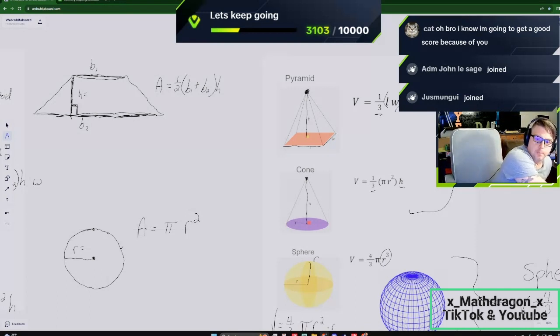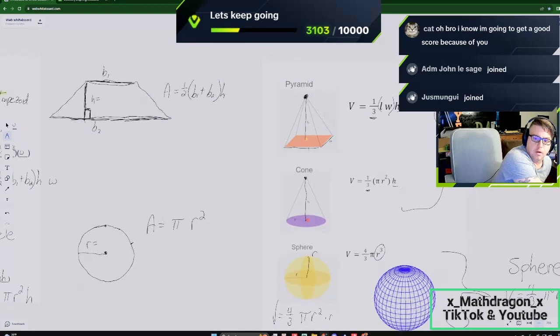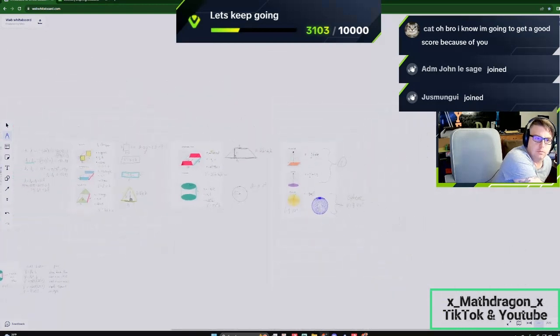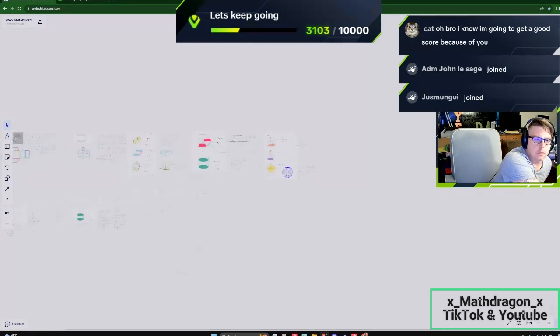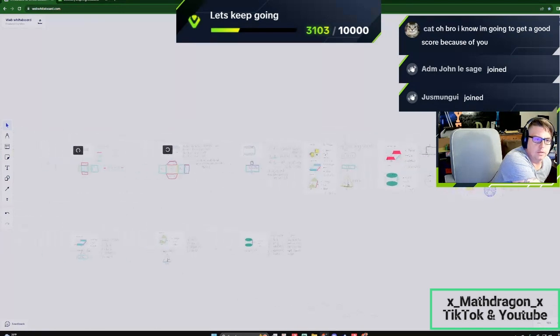So, I don't know, I hope that helps you. We did a lot today. I got a lot of bang from my buck today. So we started off with surface areas. Over here, we did the surface areas. Then we did the volumes. And then we actually went through the basics.